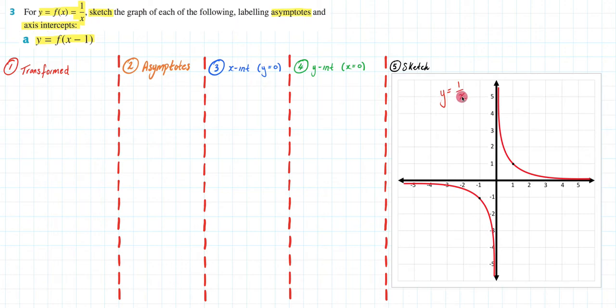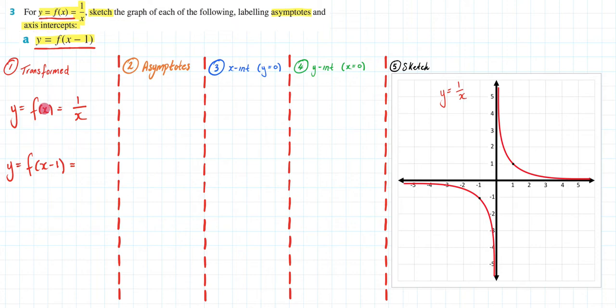And as you can already see, I've drawn in y equals 1 over x, because this is our original graph, and then we're going to be doing something to it, which is going to transform it. So let's begin with step 1. And we know that y equals f of x equals 1 over x. So let me write that in. Y equals f of x equals 1 over x. Now here we're told that y equals f of x minus 1. So let me write that. Y equals f of x minus 1.